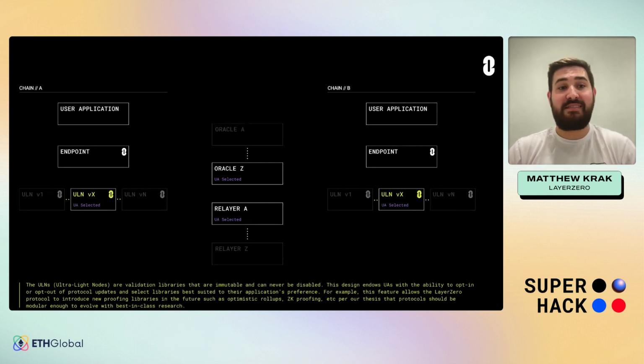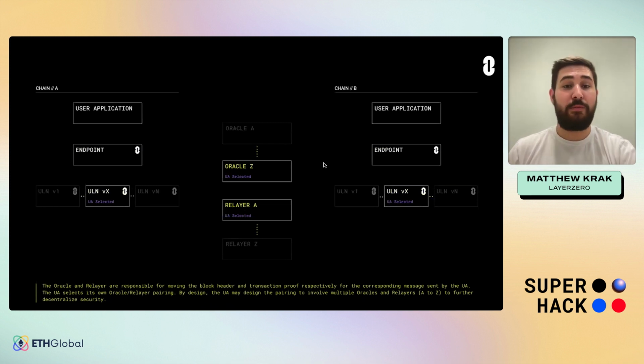We really want to make sure that you, as a developer, have the maximum level of configurability possible in order to build your application. And that's something essential to LayerZero's protocol. From here, we have the Oracle and the Relayer pair. These are two independent off-chain entities that we talked about earlier that are able to essentially vet and make sure that the transaction info sent on chain A is going to be delivered to chain B.